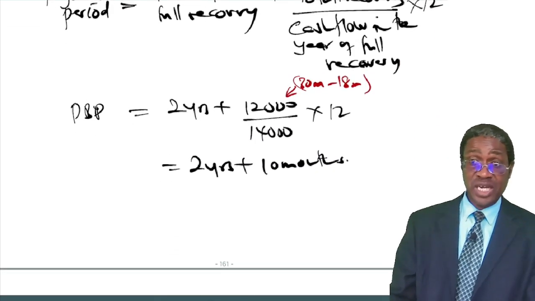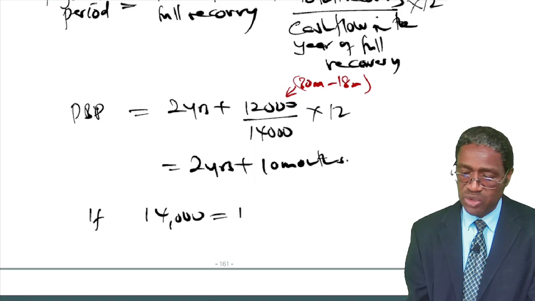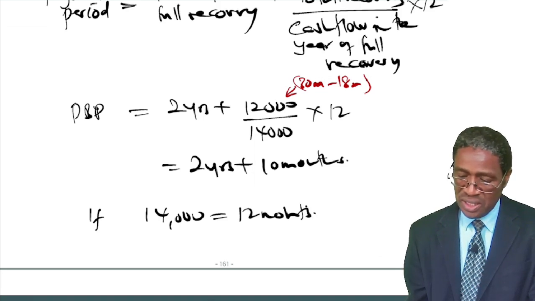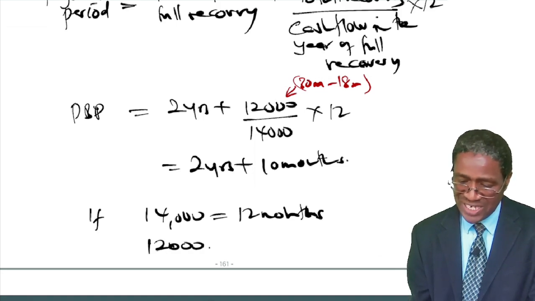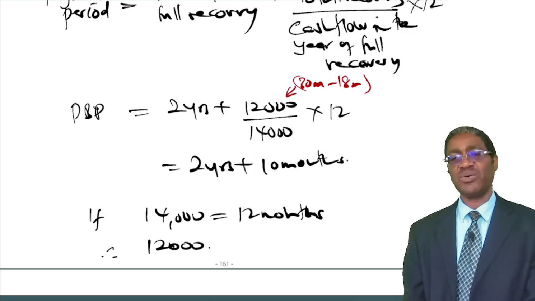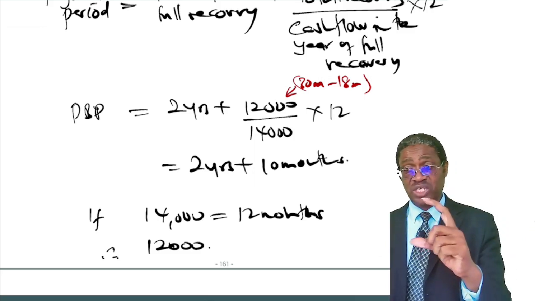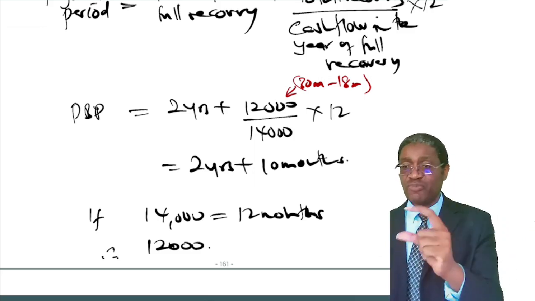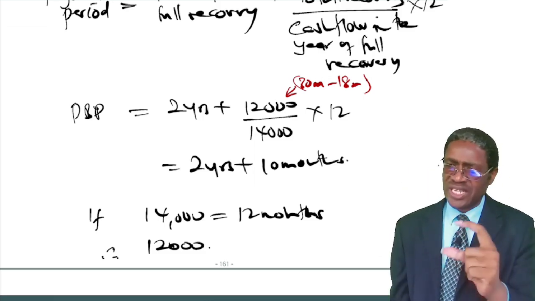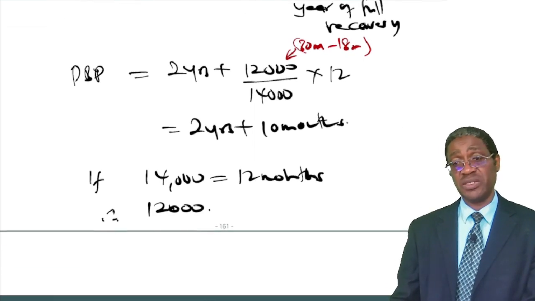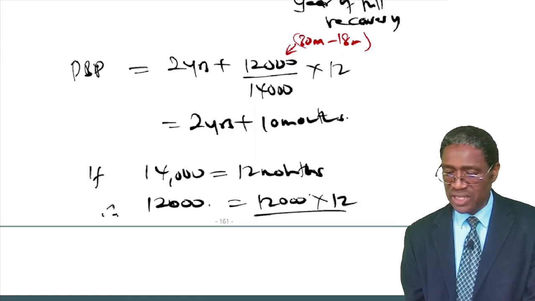So I said, the logic is, if in the third year, 14,000 will take me 12 months to recover, how about the 12,000 that I need? Therefore, 12,000 will take me how long? That's how we are getting it. 14,000 is what we shall recover in the third year. That will take me 12 months to recover. What will the 12,000 that I need take me? So that's why we are saying it will be 12,000 times 12. You divide that by 14.